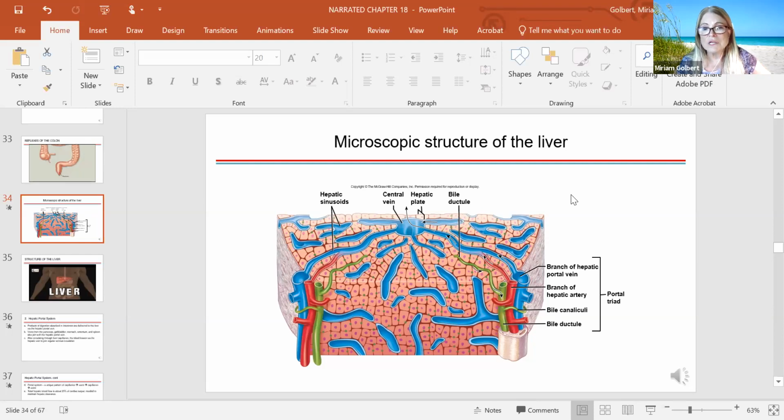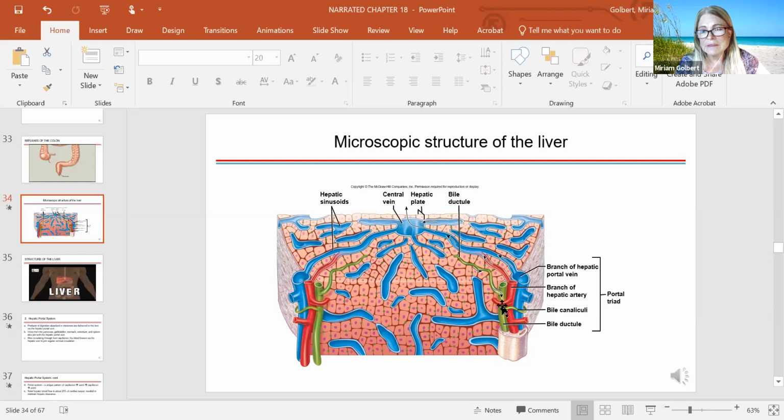So when we look at the liver, and this is a picture of the microscopic structure, these little cells that look like they're square, but they're really hexagons. These are the hepatocytes. And the hepatocytes are the ones that make bile. Then bile is collected in these green little ductules, and then all the ductules are going to end up in this bile duct.